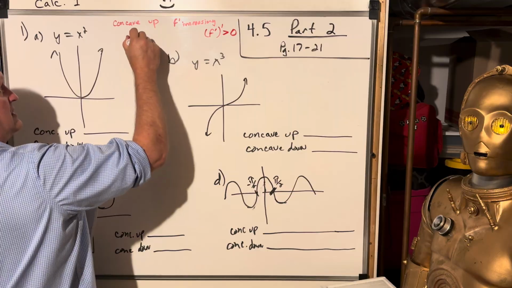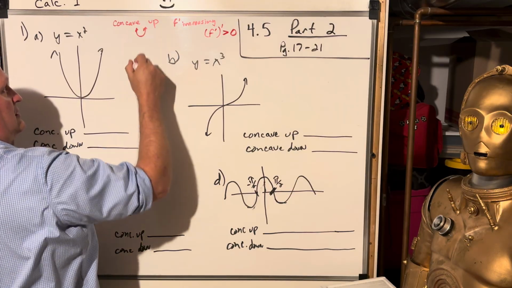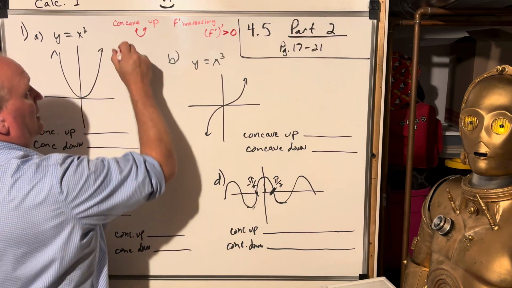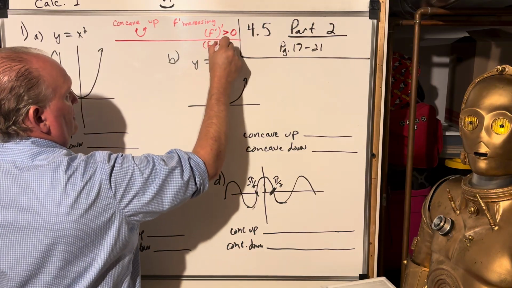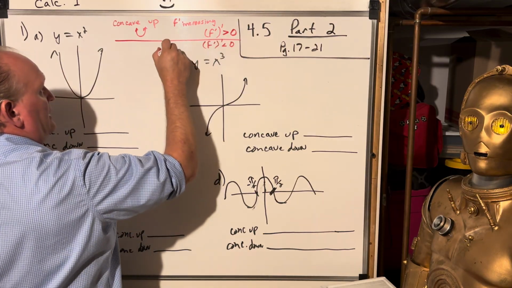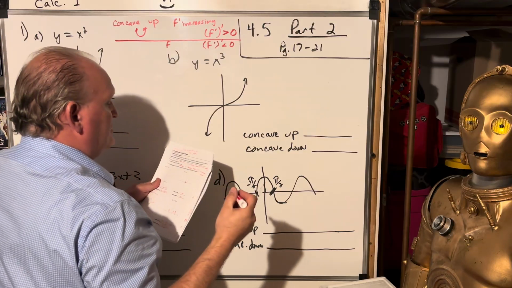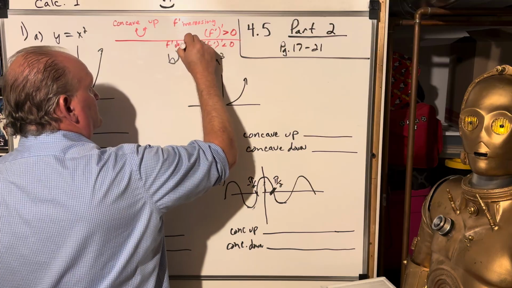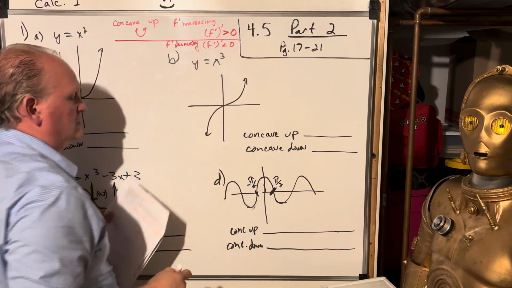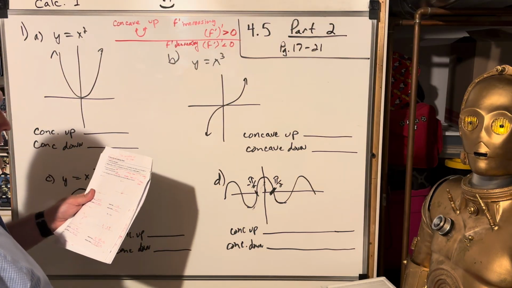So it's going to look like this. Concave up. If the second derivative is negative, less than 0, then f prime is decreasing. And that means concave down.